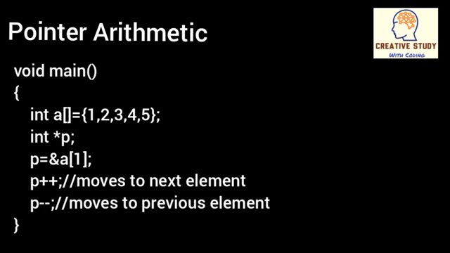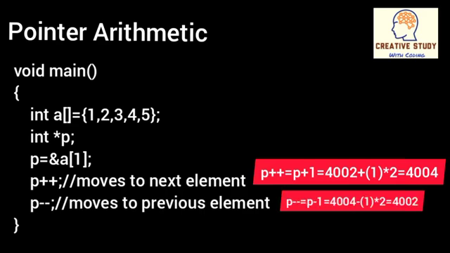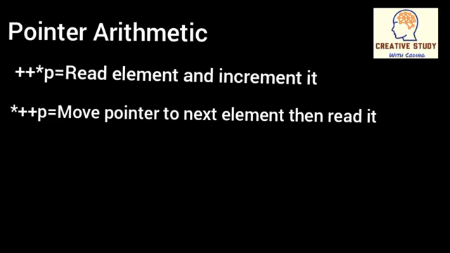This is an array A of 5 elements and a pointer P, and P has been initialized with address of second element, and P++ means pointer will move to the next element, and P-- means pointer will move to the previous element. ++*P means first it will read element and then increment it. *++P means first it will move the pointer to next element, then read it.